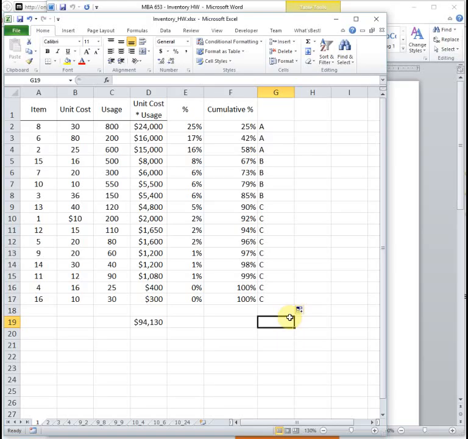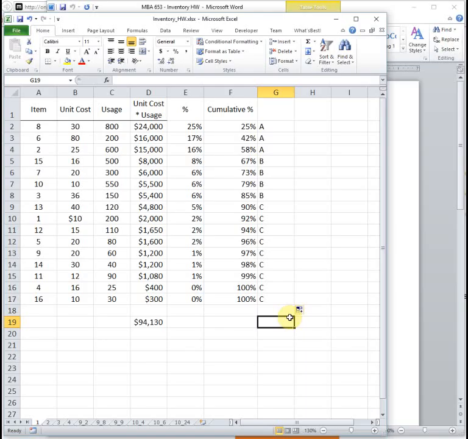The most important thing is that item 8 is a very important item. How you manage that, who you purchase that from, is very different. You should manage that very differently than item 16, which is not a very important item for you.